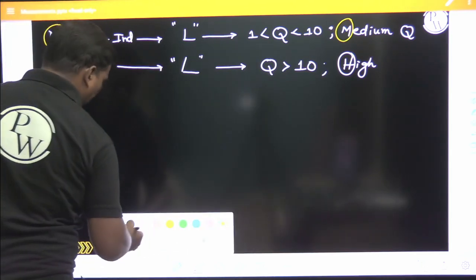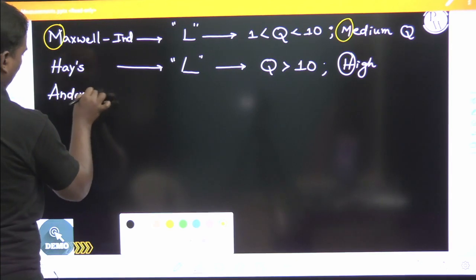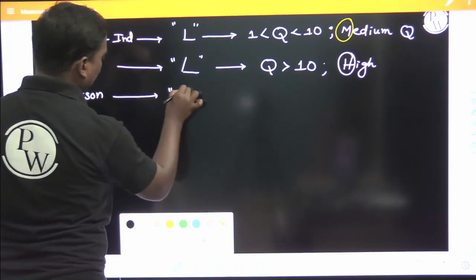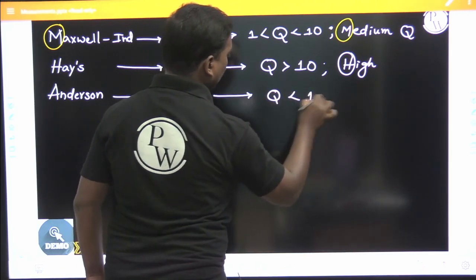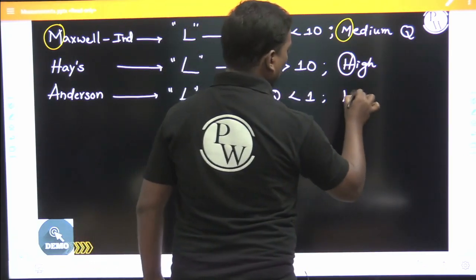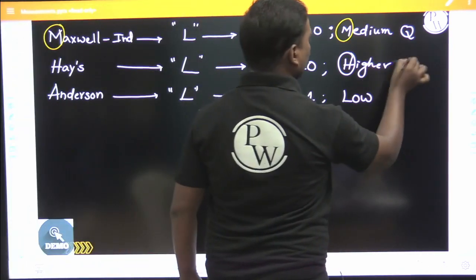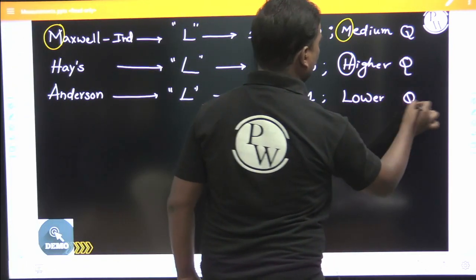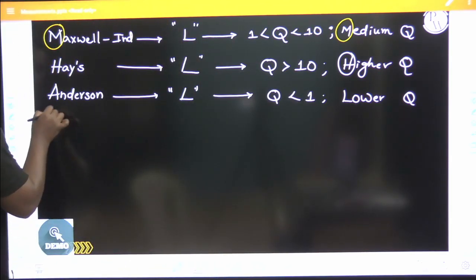Next comes Anderson Bridge. Anderson Bridge is also for self inductance measurement, but the Q factor for the coil should be less than 1. So, it is for lower Q factors. For higher Q factors this is, and for lower Q factors this. Okay.